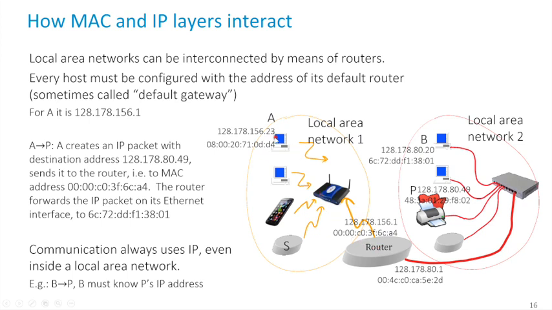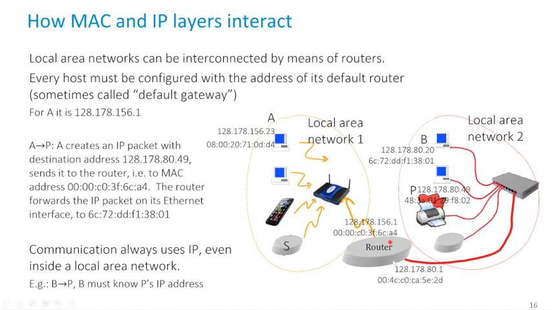So it will create a packet with MAC destination address, this address here, which is the MAC address of the Wi-Fi interface of the router. Now, because it is sent via Wi-Fi to this MAC address, the Wi-Fi protocol that we've seen before will let A send to the base station. The base station will send to the router. The router receives the packet. The packet has IP destination address this.